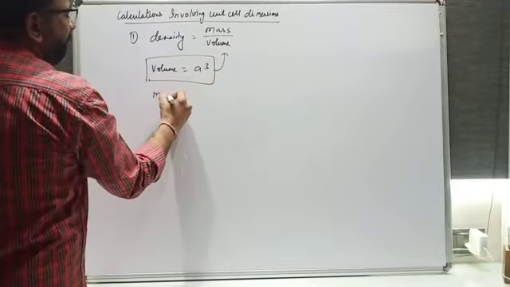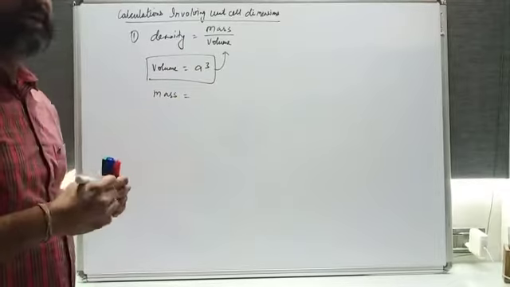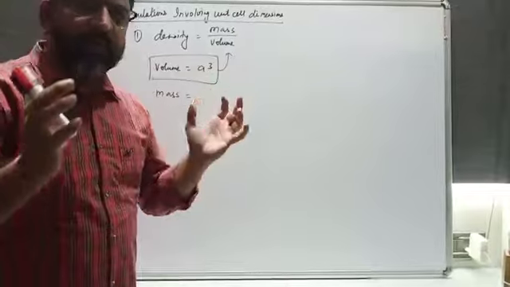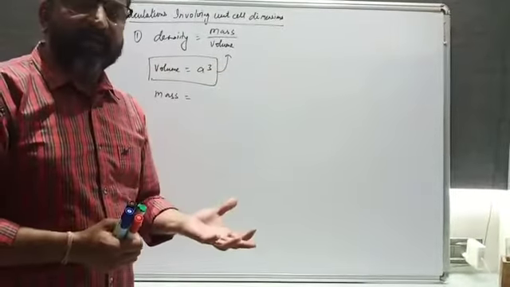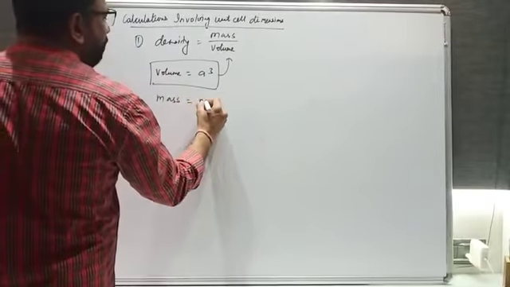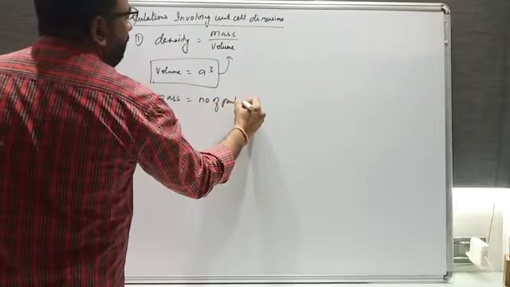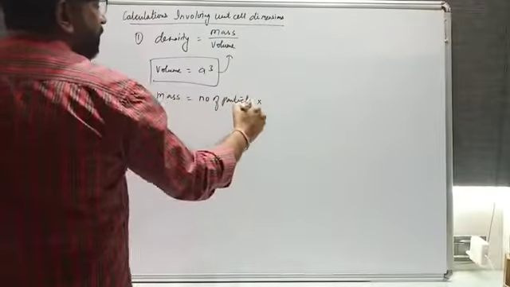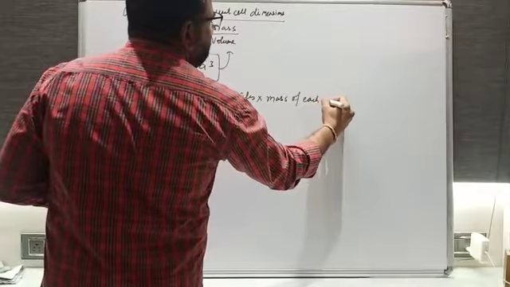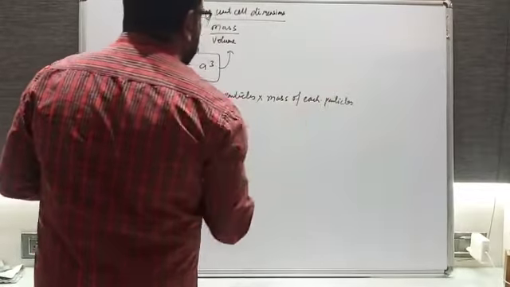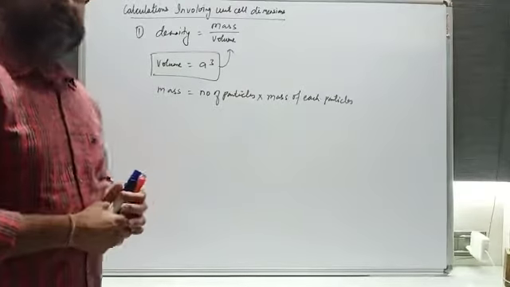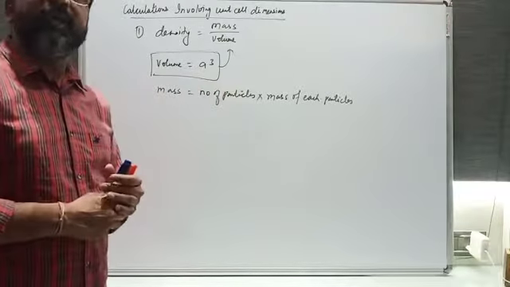Now we need to calculate the mass of the unit cell. You know that the unit cell is made up of particles, so the whole unit cell mass will depend upon the number of particles. Is it clear, students? So here mass is equal to number of particles into mass of each particle. Suppose 8 particles are there and the mass of each particle is x, then the total mass will be 8 into x, 8x.